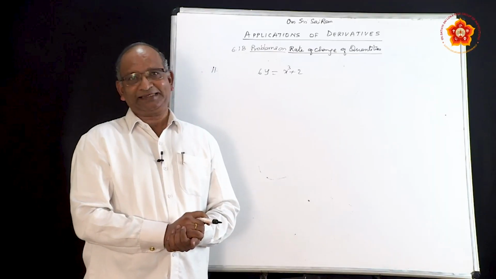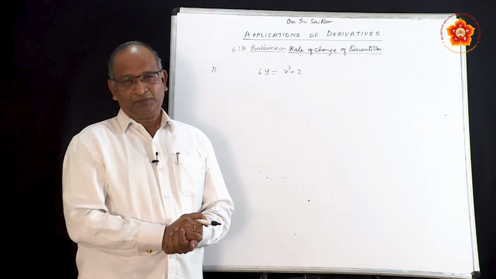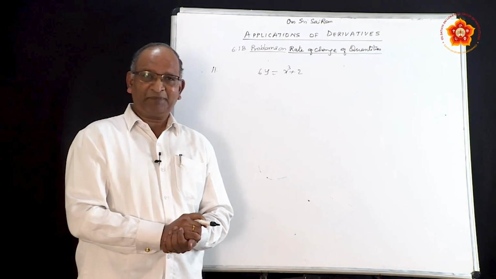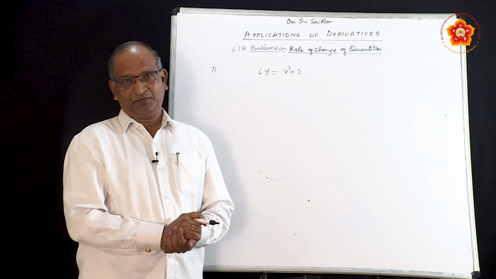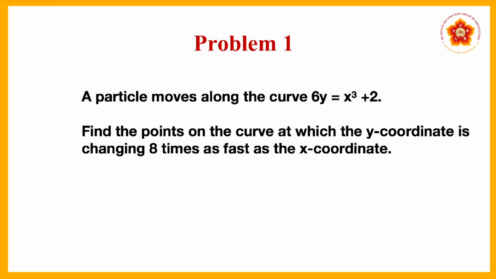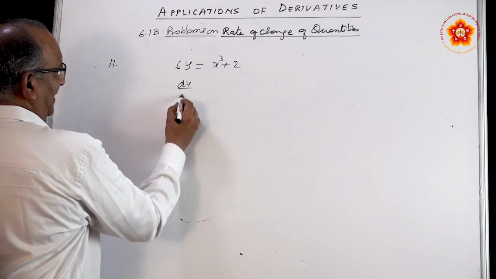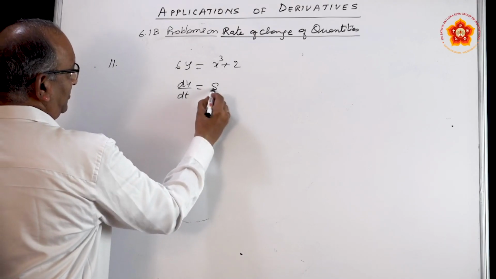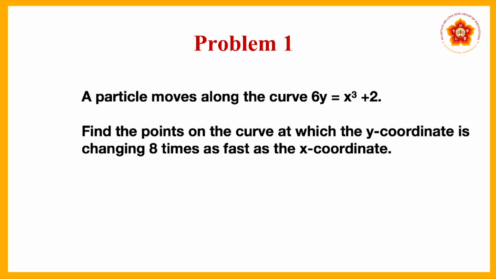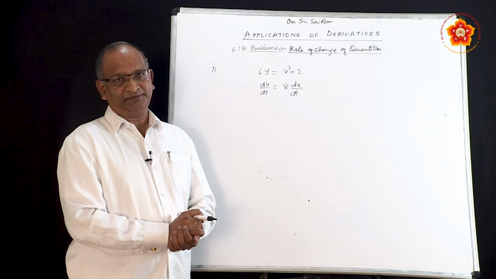Y coordinate is changing, y is changing with respect to time. And how is it changing? It is changing 8 times as fast as x coordinate. In other words, dy by dt is equal to 8 times dx by dt. He wants us to find out the points.